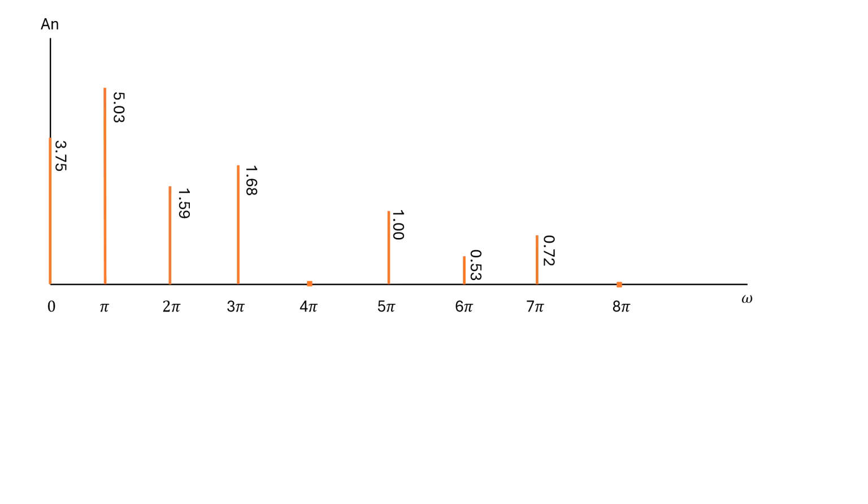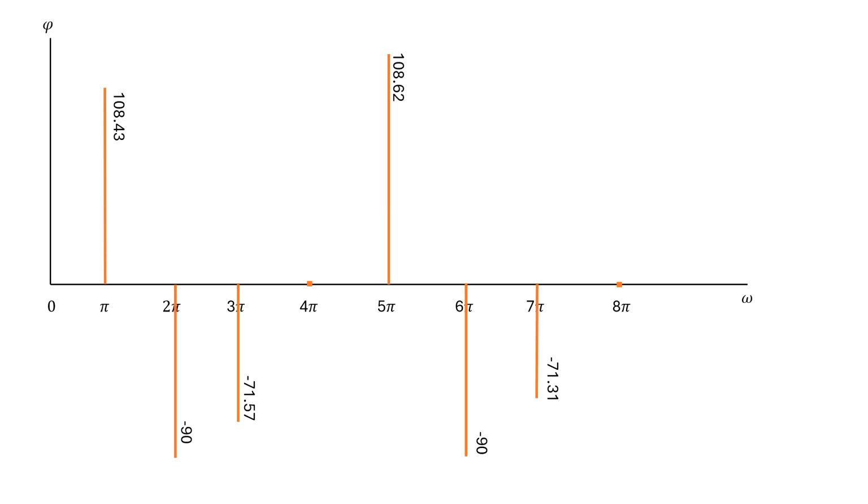And this is after you have plotted the amplitude graph. As you can see here, it is much easier to plot compared to a Bode plot. And this is the phase plot.